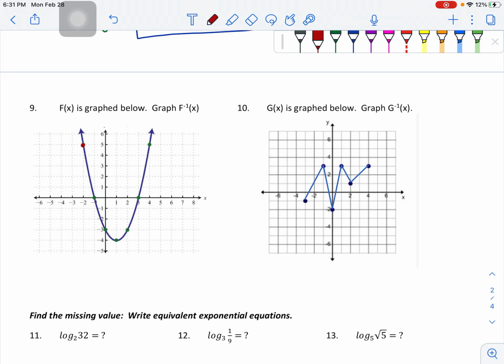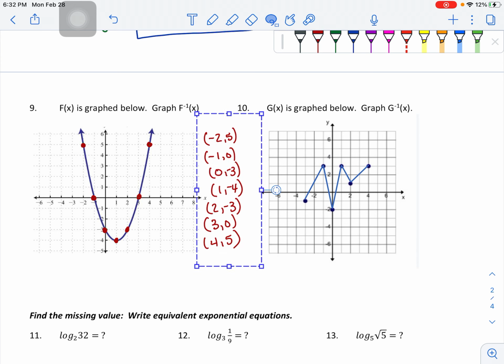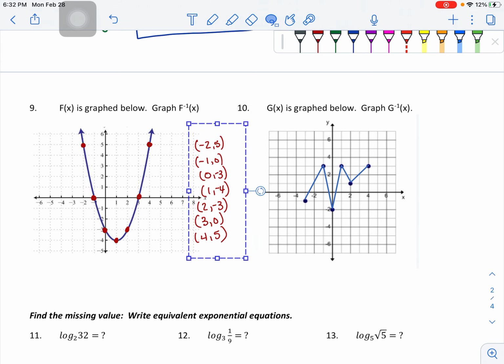Okay, so now with that said, here are the original points we have, right? There's quite a few of them. We'll list them all because we can't really graph it without listing all the points. So, (-2, 5), (-1, 0), (0, -3), (1, -4), (2, -3), (3, 0), and (4, 5). Okay, so that's our function. I'm going to make it a little tinier.